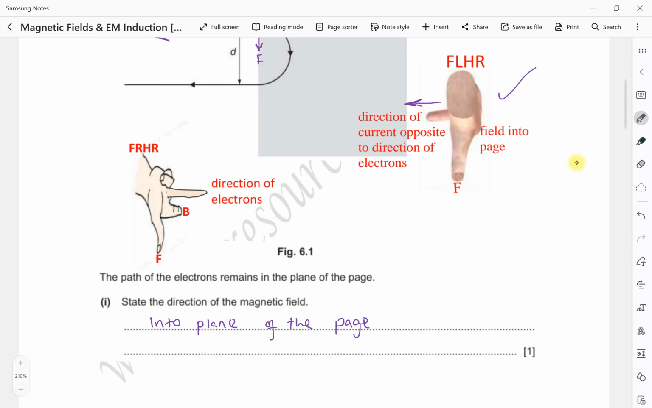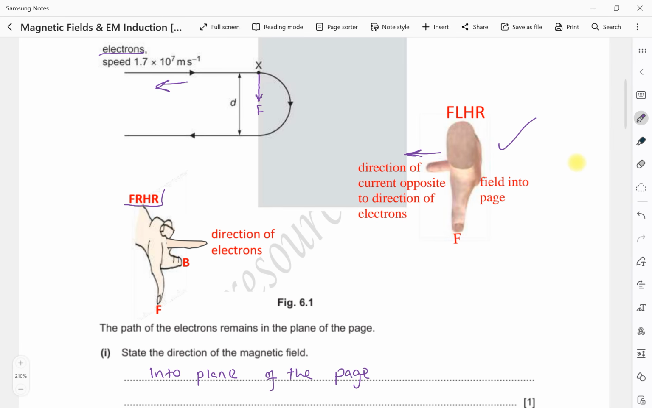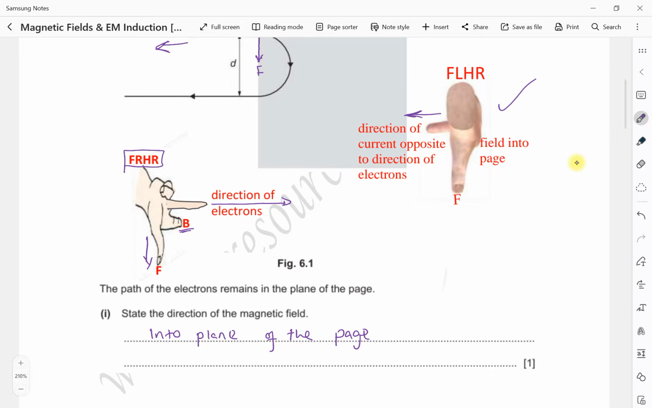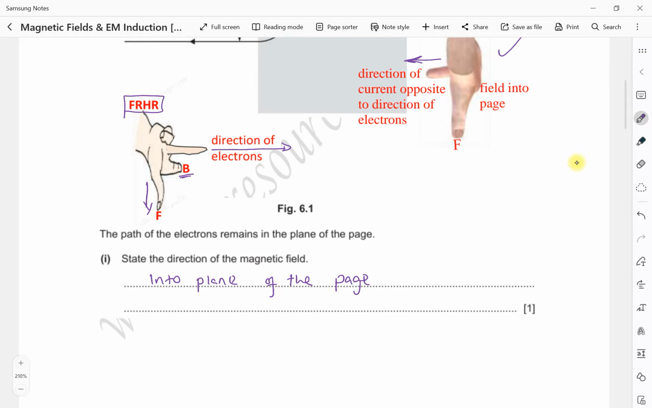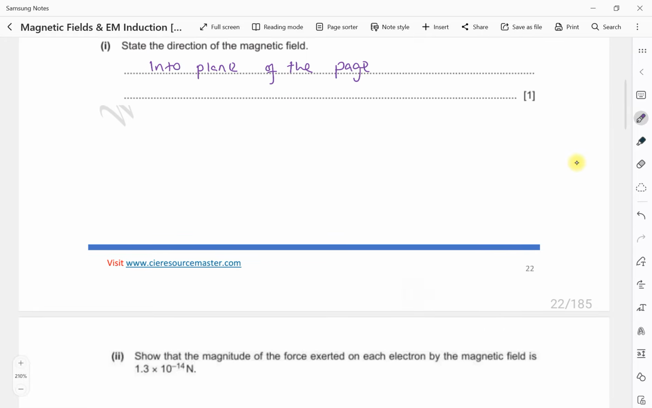You could also get the same result if you use Fleming's right-hand rule. For the right-hand rule, you don't reverse the second finger. You just maintain the second finger in the direction of the electrons. So if the electrons are moving towards the right, and using the right-hand rule, the force is downwards towards the center of the circular path. Still, you notice that the first finger points into the plane of the page. So in all cases, the field is into the plane of the page.